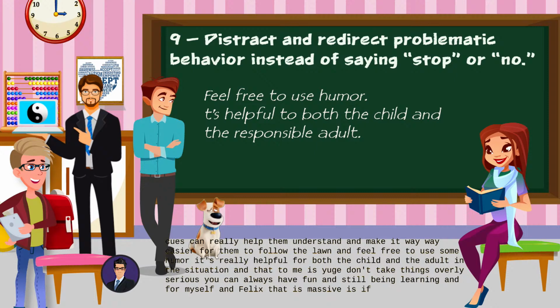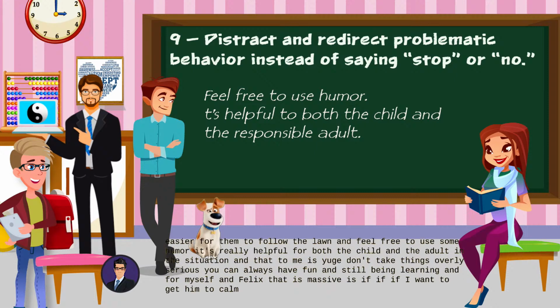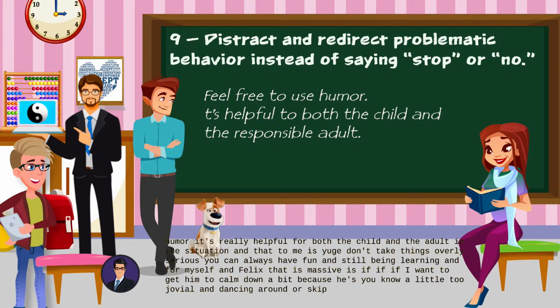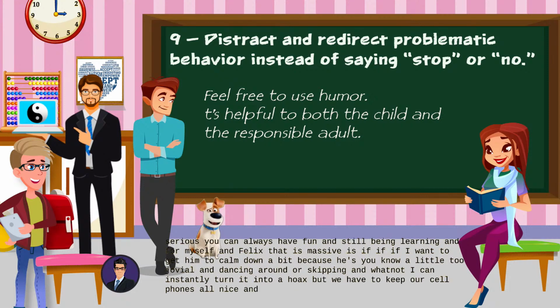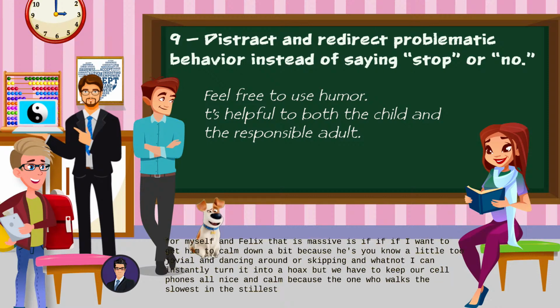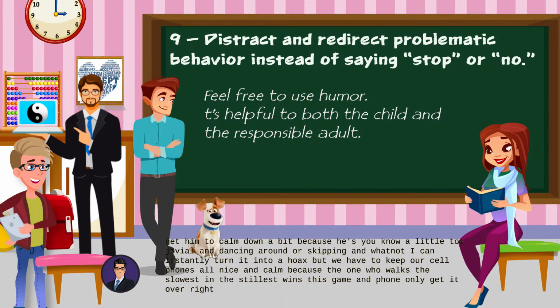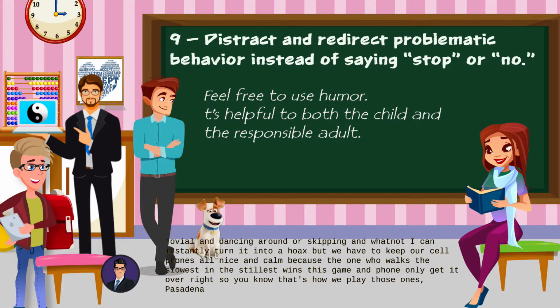If I want to get him to calm down a bit because he's a little too jovial and dancing around or skipping and whatnot, I can instantly turn it into, we have to keep ourselves all nice and calm because the one who walks the slowest and the stillest wins this game, and boom, you instantly get it over, right? So that's how we play those ones up. I'll pass it to Aimee for her thoughts on this one.